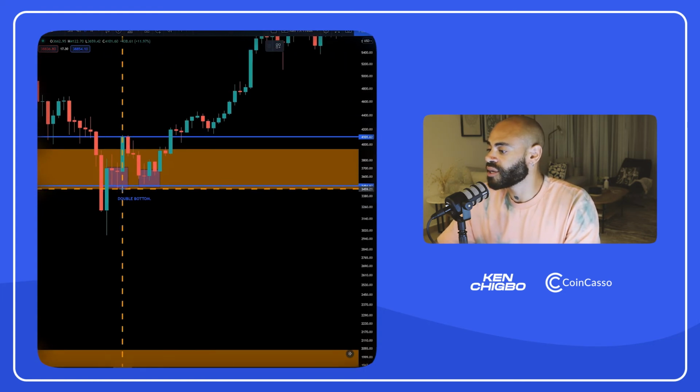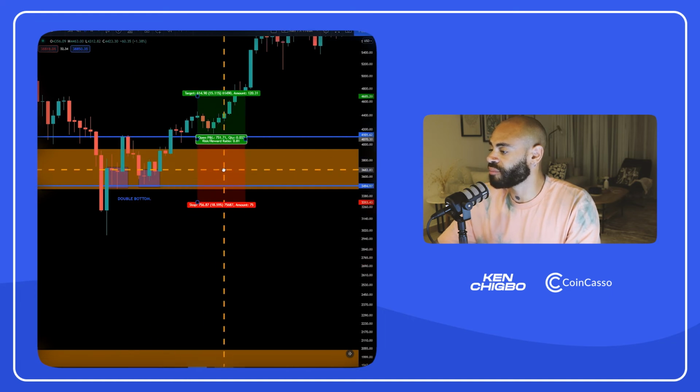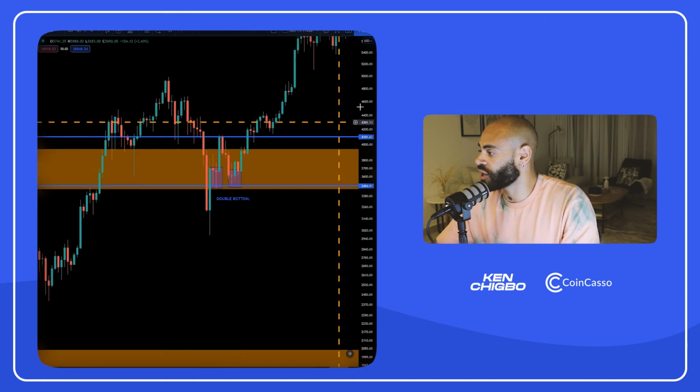So with double bottoms, we want to see the equivalent from the bottom to the neckline in terms of the breakout from that neckline area to the upside. And that's where our targets would be.